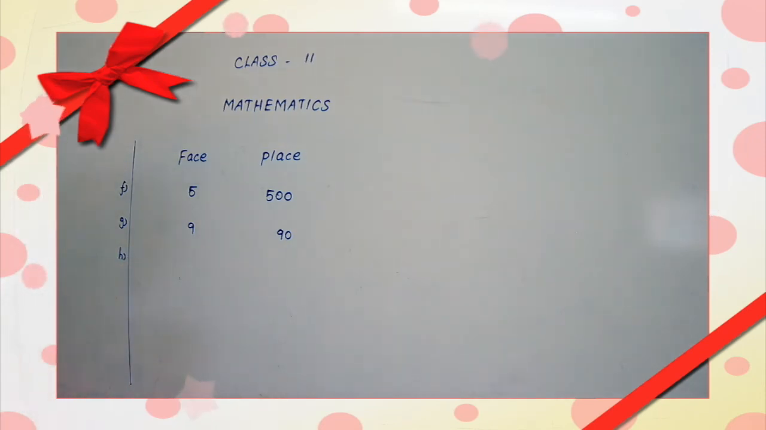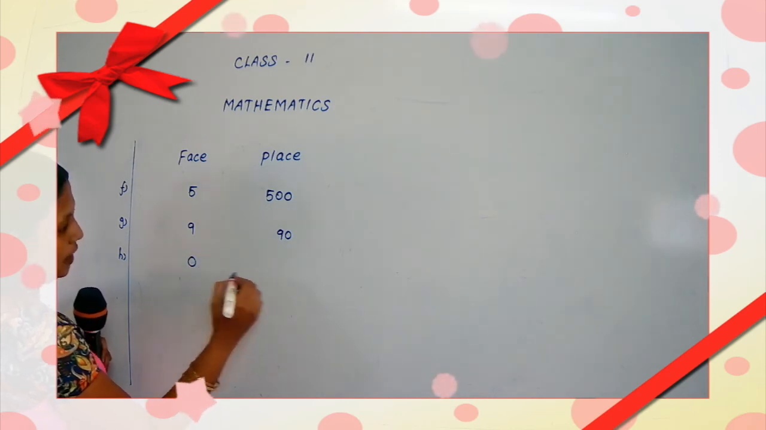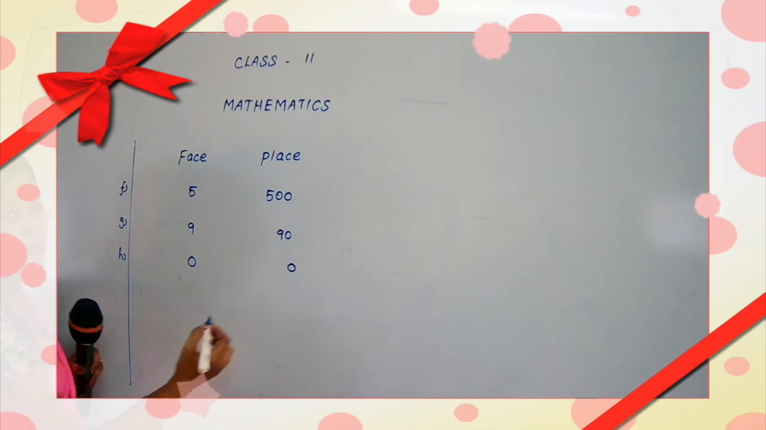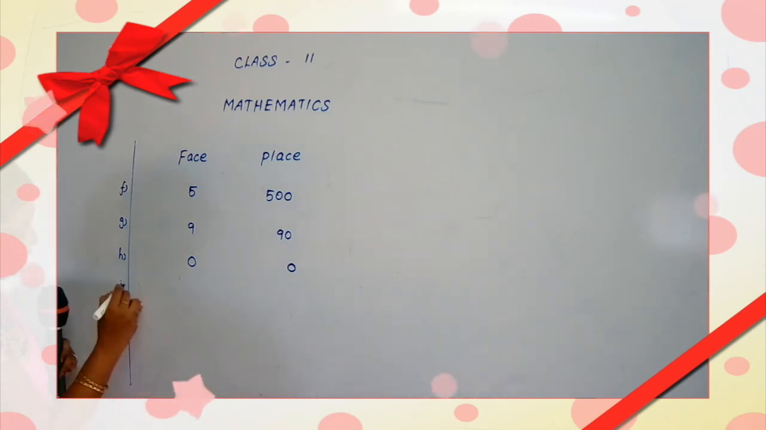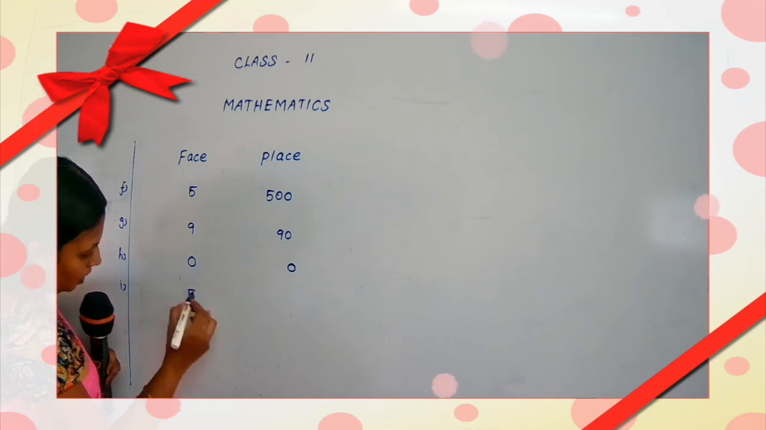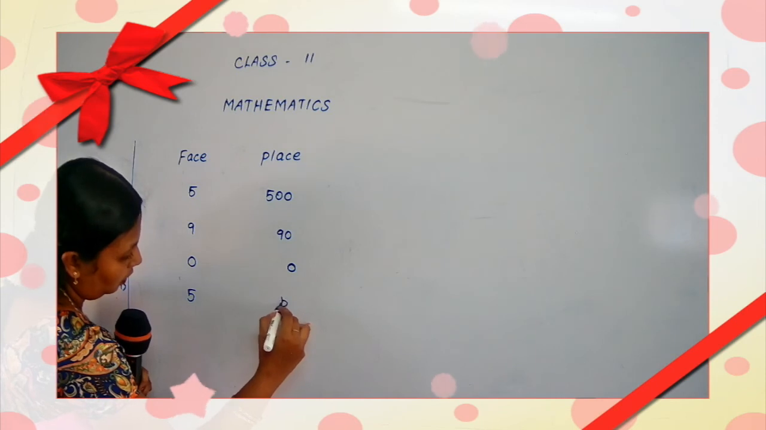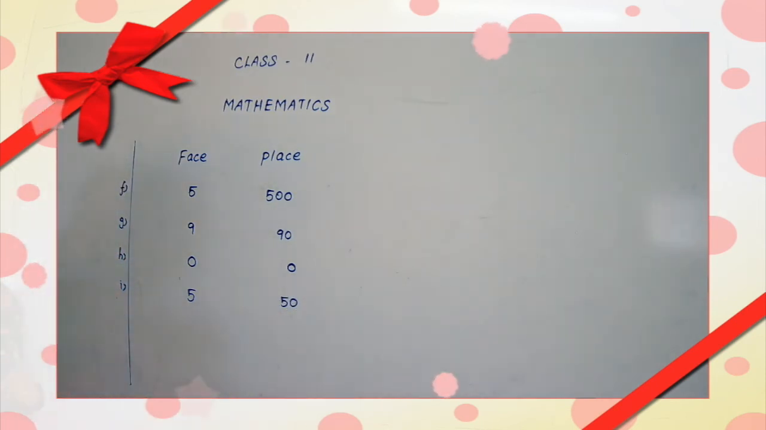Next, see the H. 608. Yes. Now, the underlined digit is 0. If you multiply with 100, the answer is also 0. Okay. Then I. 752. Which number is underlined? 5. The face value is 5. The place is tens. So you add 1 zero for the place value.